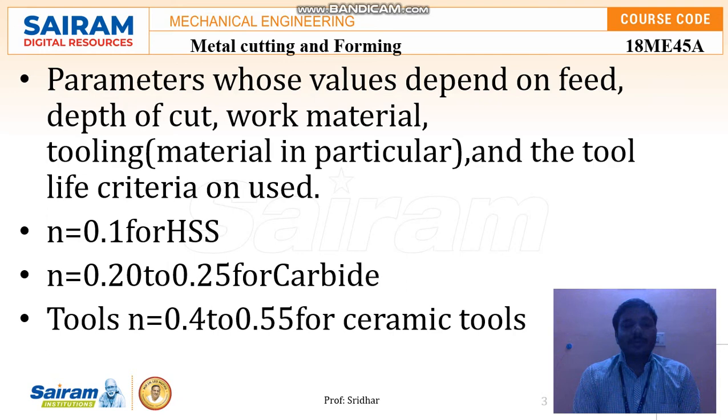For HSS it will be 0.1, and for a carbide tool, 0.20 to 0.25. When using ceramics, the tool index will be 0.4 to 0.55. Based on this, the tool index is calculated. That is how F.W. Taylor derived it. He also mentioned that the major parameters for wear of the tool are feed, depth of cut, and the workpiece and tool material. This is how the tool index is identified for different materials like high speed steels, carbides, and ceramic tools.